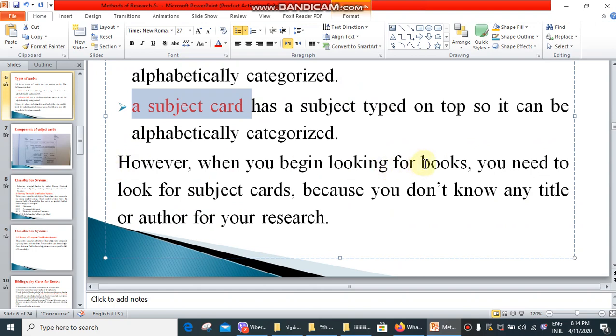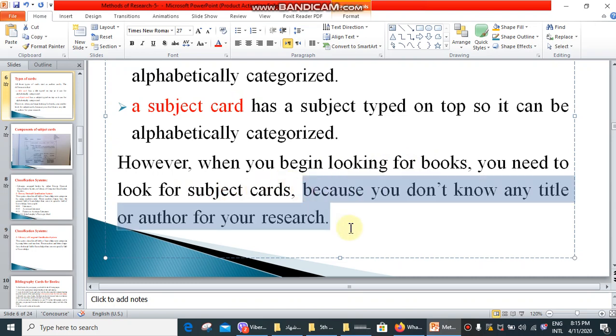However, when you begin looking for books, you need to look for subject cards because you are still not familiar with the exact or specific books that you need for your research paper. So you can begin with the subject card. Because why? Because you don't know any title or author for your research.